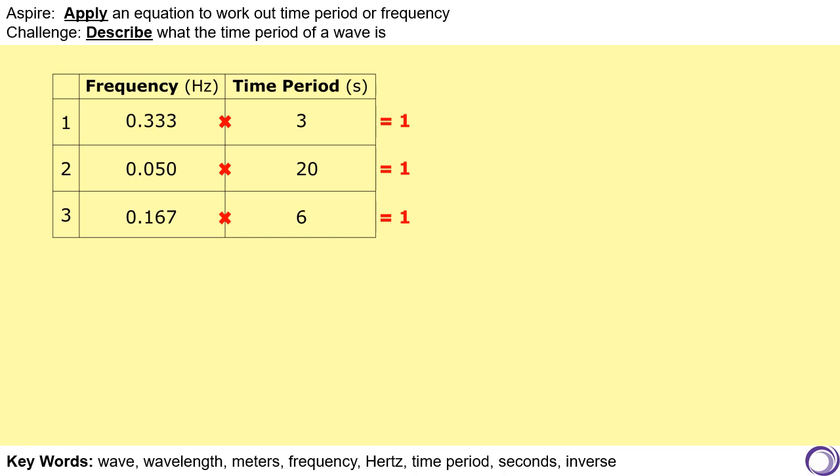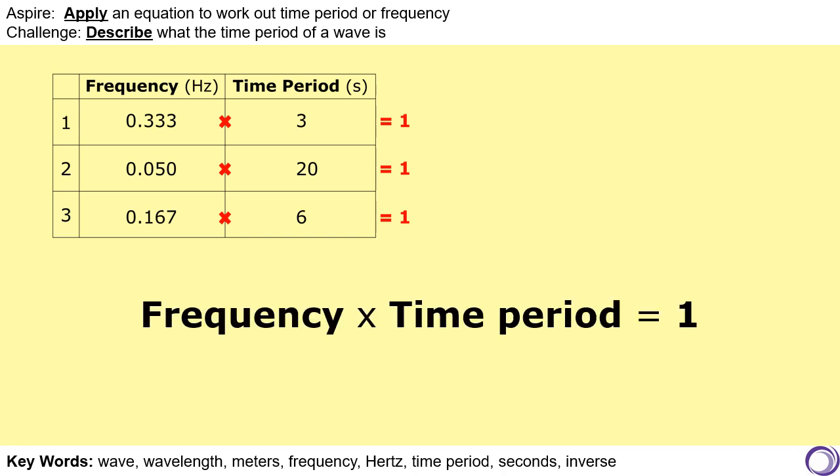So from this we can extract the general rule that for any given wave, the frequency times the time period equals 1. And we can write that as symbols. So for frequency, we use a lowercase f. For time period, we use a capital T. So f times T equals 1.